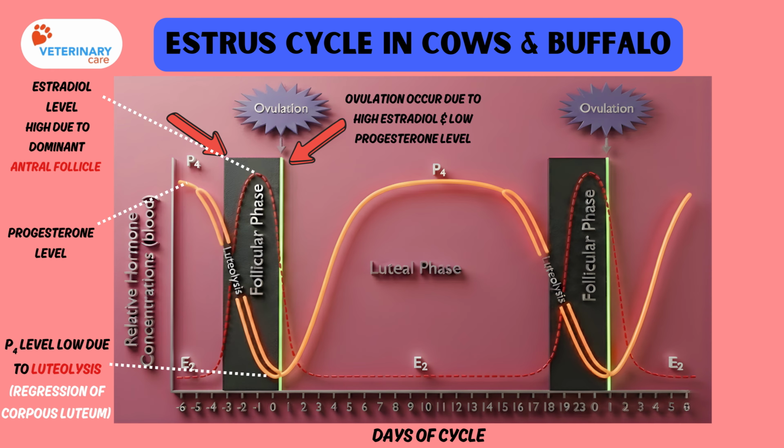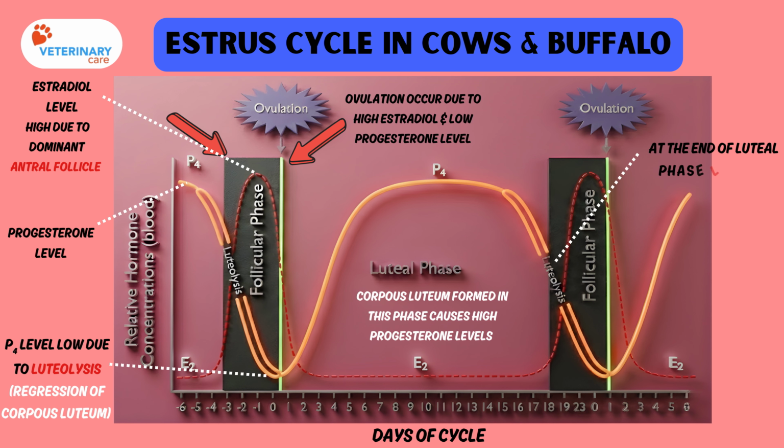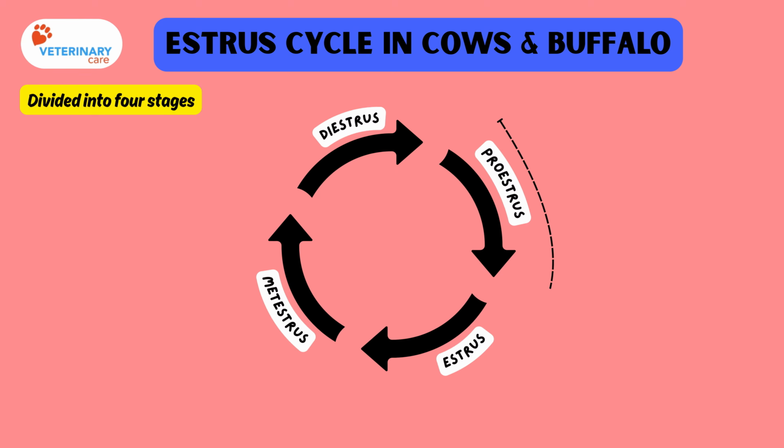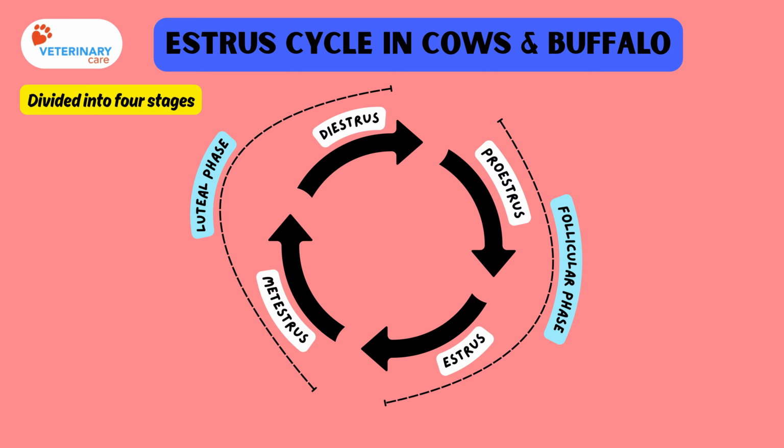Following ovulation, the luteal phase begins, marked by the formation of the corpus luteum and a sharp rise in progesterone secretion. Progesterone remains elevated throughout most of the cycle to support a potential pregnancy, while estradiol stays relatively low. Near the end of the luteal phase, luteolysis occurs, progesterone levels decline, and the cycle returns to the follicular phase. The estrus cycle can also be divided into four stages: proestrus, estrus, metestrus, and diestrus. The follicular phase includes proestrus and estrus, while the luteal phase includes metestrus and diestrus.